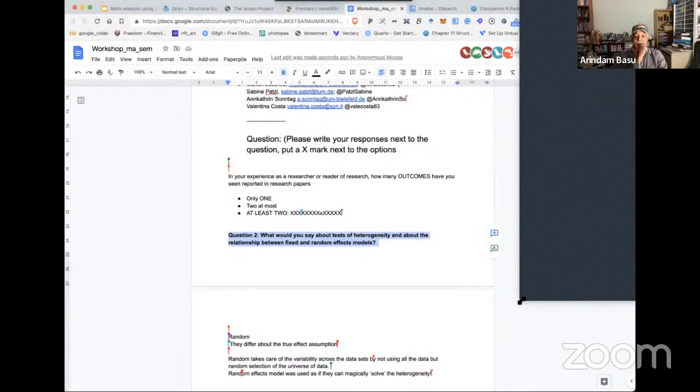There's one comment that has come in the Google Doc: they differ in the true effect assumption. Yep. Random effects models are used as if they can magically solve the heterogeneity. That's a very interesting comment. We'll take a look at it in a bit to see how these things are related.